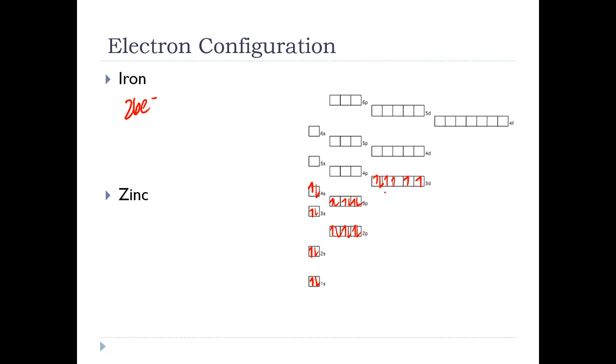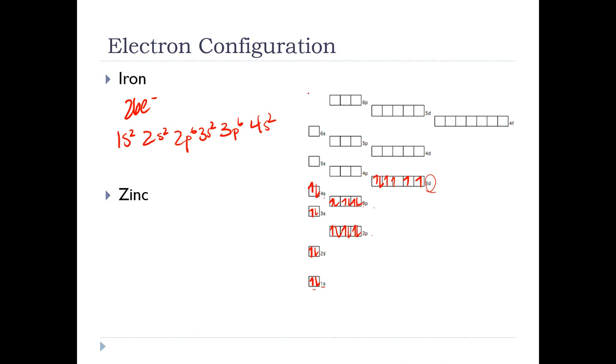Let's write it in notation form. So 1s has 2 electrons: 1s2. 2s has 2 electrons: 2s2. 2p has 2, 4, 6 electrons: 2p6. 3s has 2 electrons. 3p has 2, 4, 6: 3p6. 4s2.